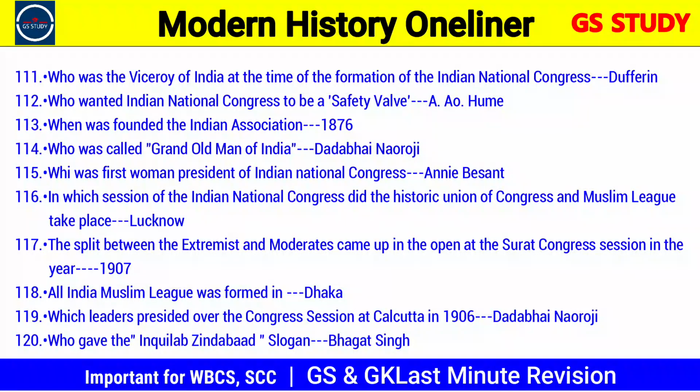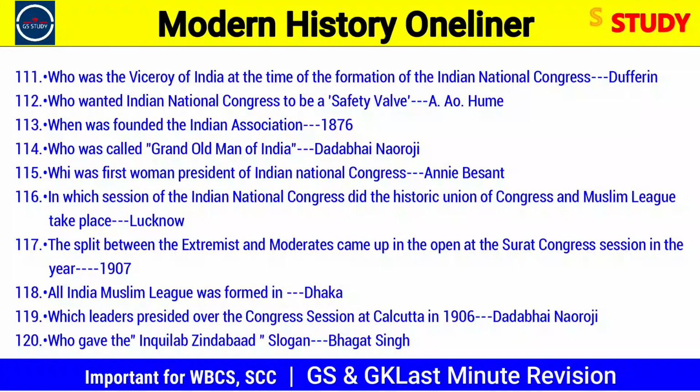Dadabhai Naoroji. 115. Who was the first woman president of Indian National Congress? Annie Besant. 116. In which session of the Indian National Congress did the historic union of Congress and Muslim League take place? Lucknow. 117. The split between the extremists and moderates came up in the open at the Surat Congress session in the year 1907.